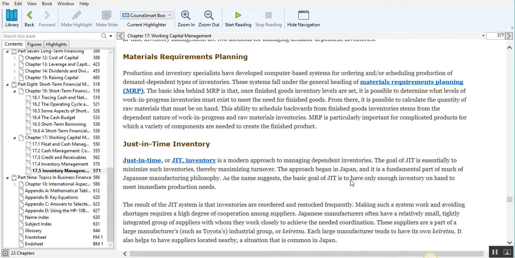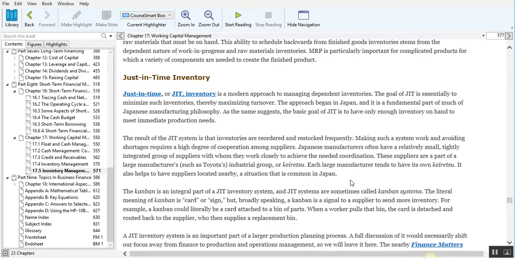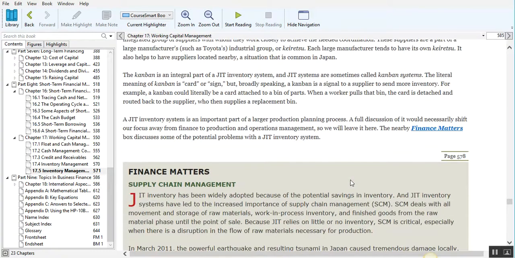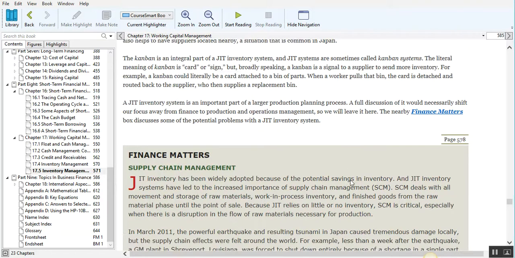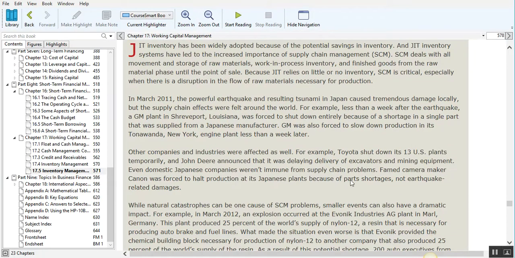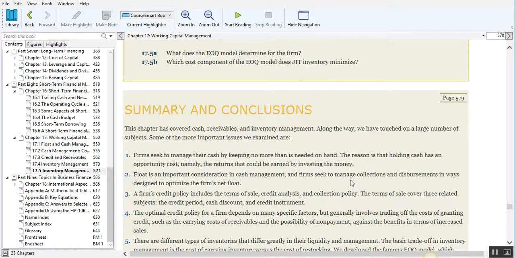So materials requirements planning is basically what you're trying to figure out: what are the materials I require, and when can I get those in? Just-in-time inventory is a way of managing and minimizing inventories and maximizing turnover. The just-in-time inventory system is basically trying to time it so that you have inventory just in time to sell it or to provide it to your customers. So that's really it for chapter 17.